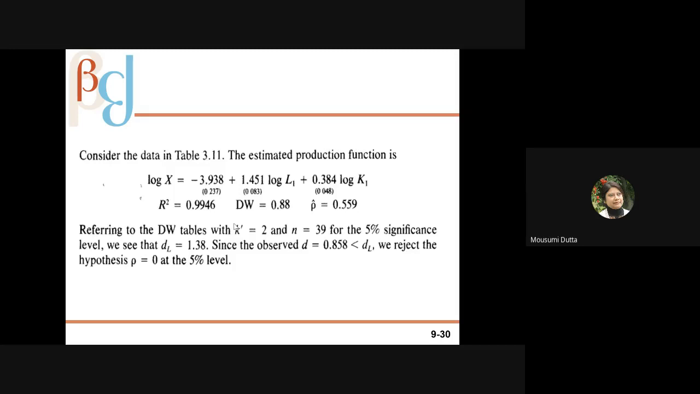I'll discuss several examples, or how to do these things, in the next class. Okay, so numerical exercises I'll start from the next class. First, let me complete the theory part, and from the next class I'll discuss some numerical exercises on heteroscedasticity and autocorrelation and cover all these aspects.